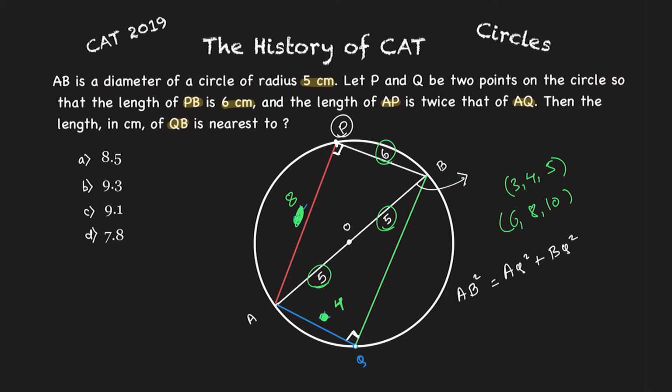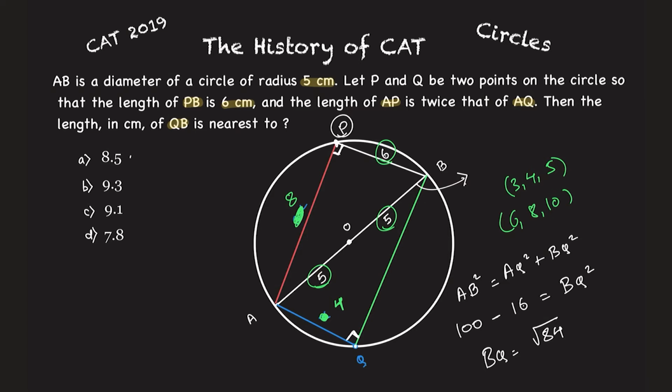So AB squared is 10 squared, 100, minus 16, because AQ is 4, is equal to BQ squared. So BQ is equal to the square root of 84. Square root of 84 is what I get here. And the options here are what? What is the square root of 81? Square root of 81 is 9, right?